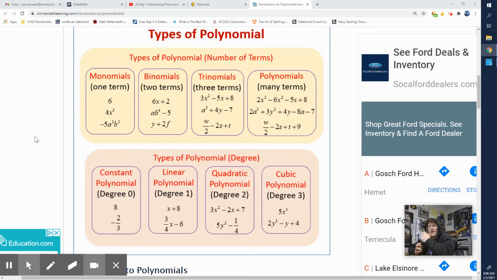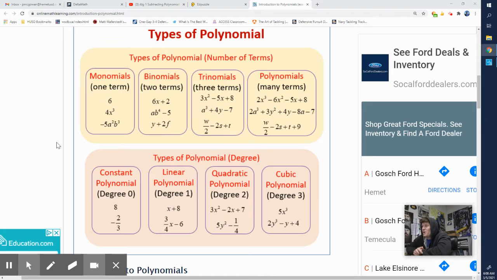If you have any group of terms that have positive exponents or no exponents, so positive exponents including 0, then you are a polynomial. All of these examples here are examples of polynomials.